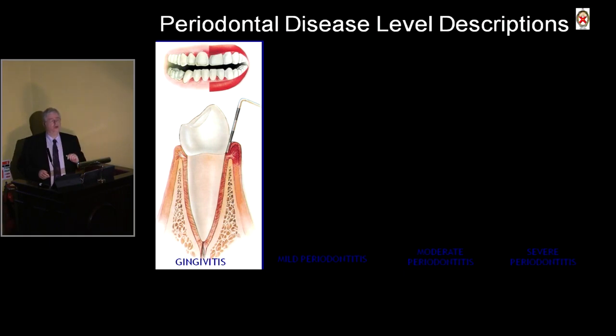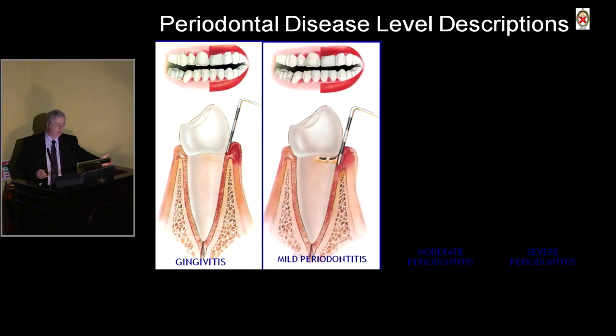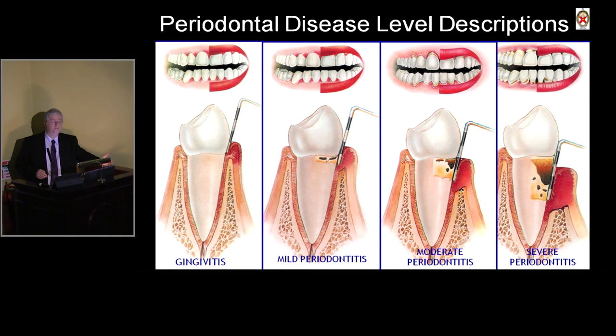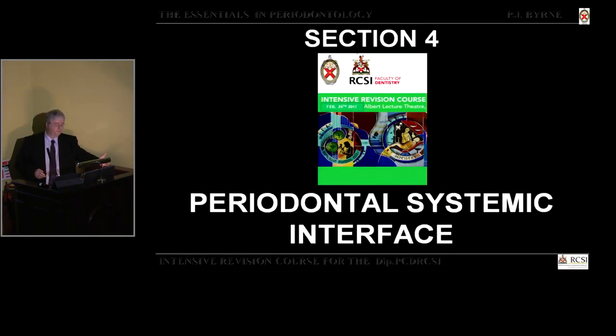It's also good to know periodontal disease descriptors. So when an examiner asks you, what type of disease have we got here, it's good to know, have we gingivitis only? Have we mild periodontitis, moderate or severe? And be able to describe that and distinguish between them.